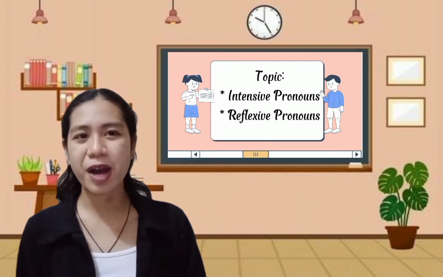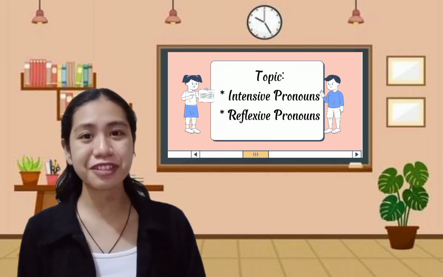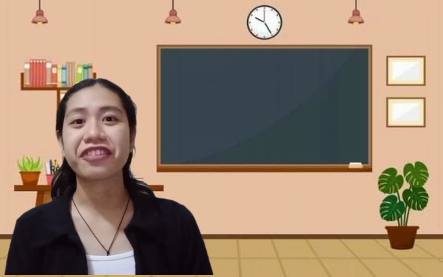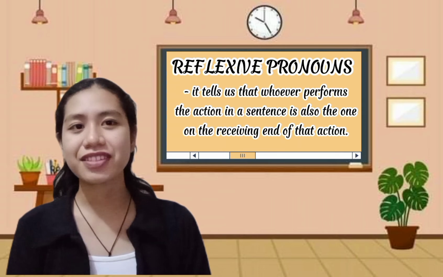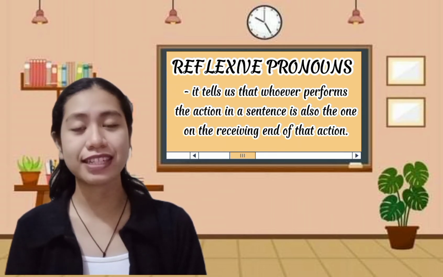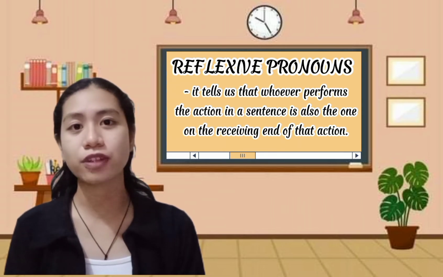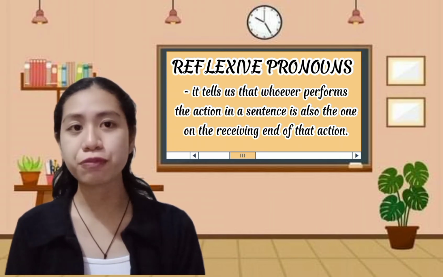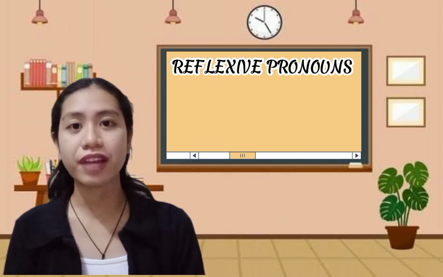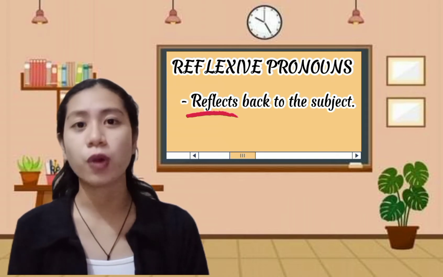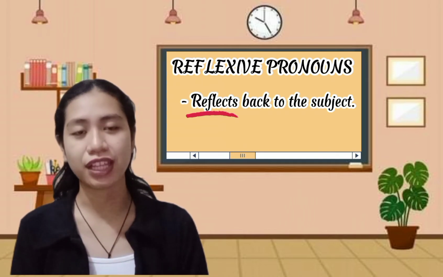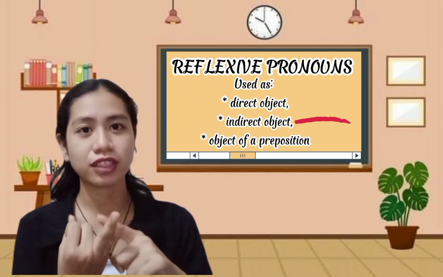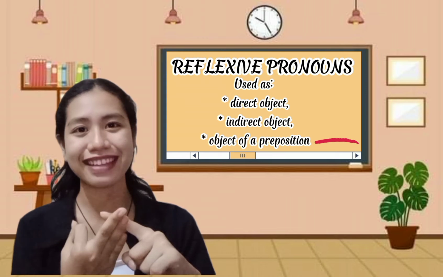Yes, it is all about intensive and reflexive pronouns. Okay, let's start. When we say reflexive pronouns, it tells us that whoever performs the action in a sentence is also the one on the receiving end of that action. Reflexive means reflects. It reflects back to the subject. It can also be used as a direct object, indirect object, or object of a preposition in a sentence.